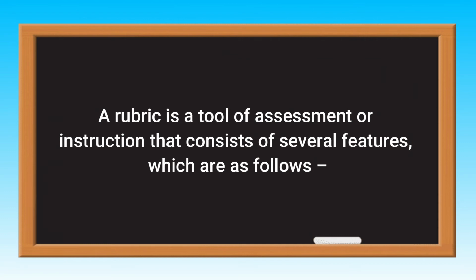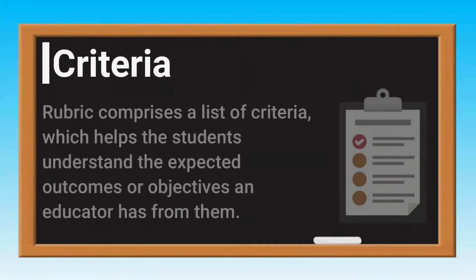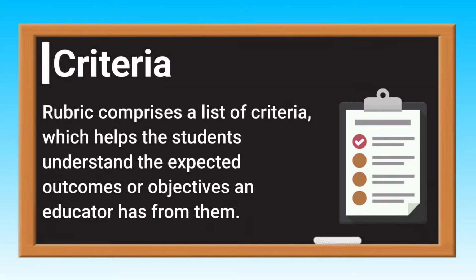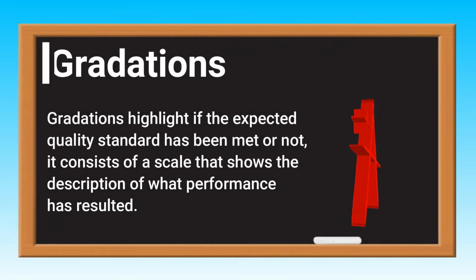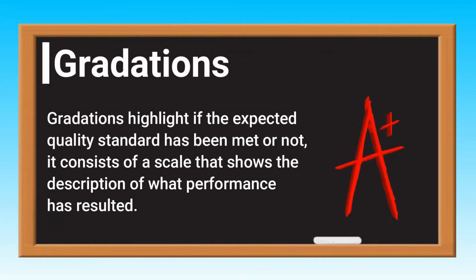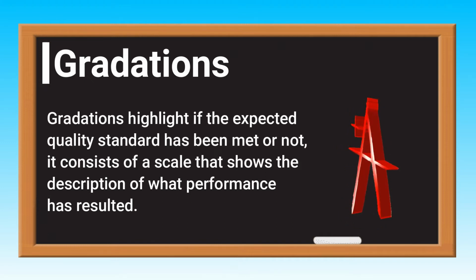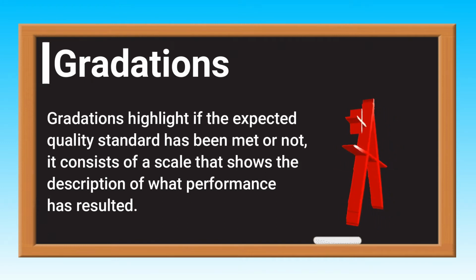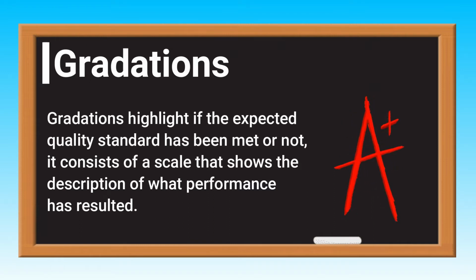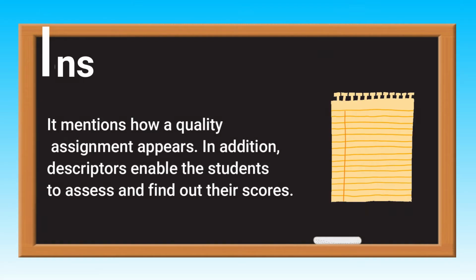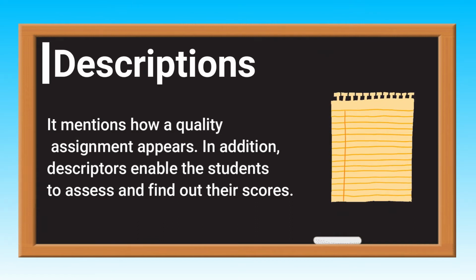A rubric is a tool of assessment or instruction that consists of several features, which are as follows. Number 1. Criteria. Rubric comprises a list of criteria which helps the students understand the expected outcomes or objectives an educator has formed for them. Number 2. Gradations. Gradations highlight if the expected quality standard has been met or not. It consists of a scale that shows the description of what performance has resulted as fair, good, needs improvement, etc. Number 3. Descriptions. It mentions how a quality assignment appears. In addition, descriptors enable the students to assess and find out their scores.